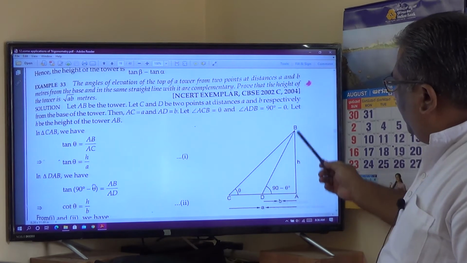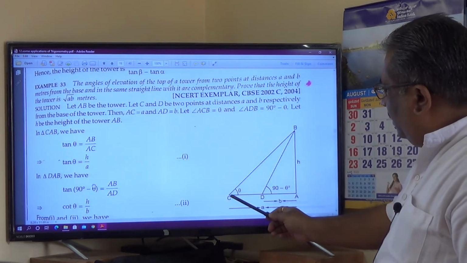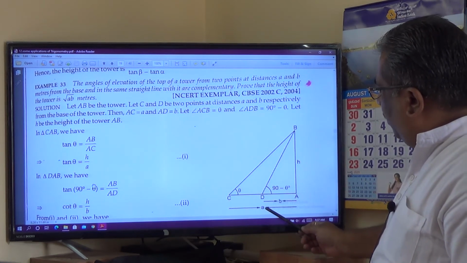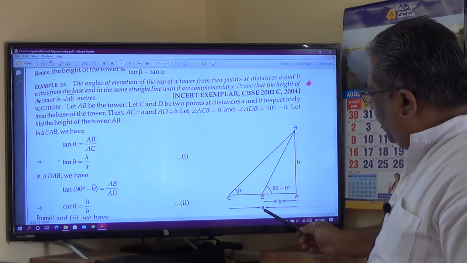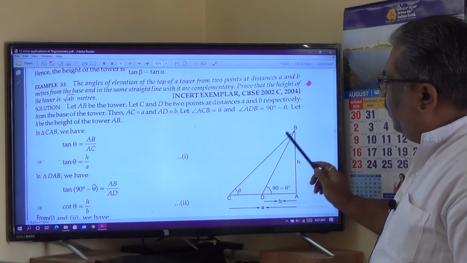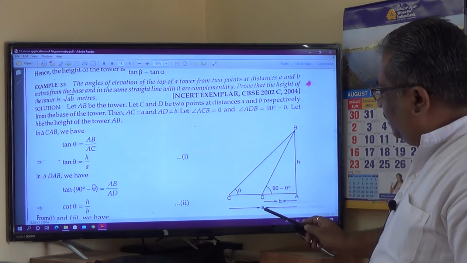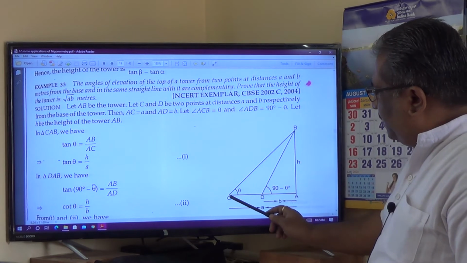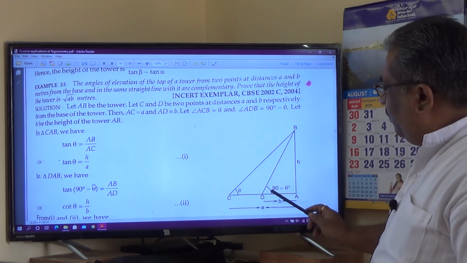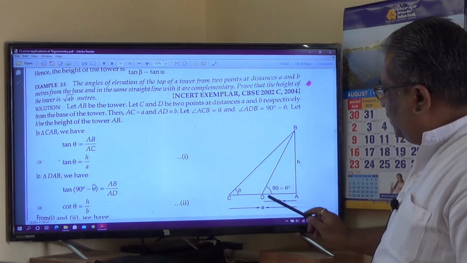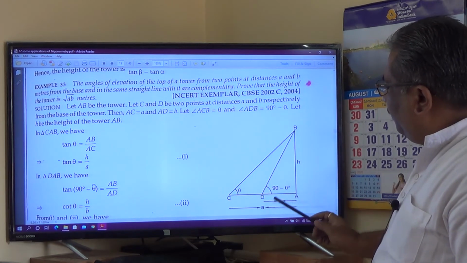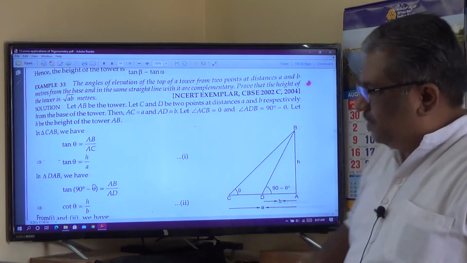Let AB be the tower with height h. If the angle of elevation of the top of the tower when viewed from a point C at a distance of a meters from the base is theta, and from a point at b meters it is 90 minus theta, because these two angles of elevation are complementary to each other, we have to prove that the height is equal to the square root of AB. So let us solve this on the board.